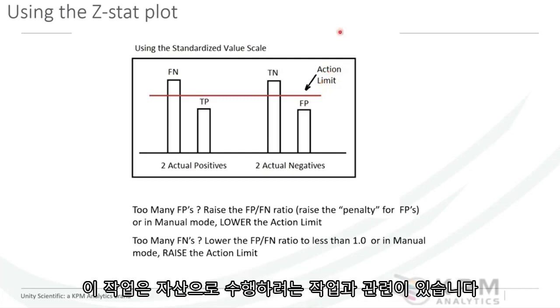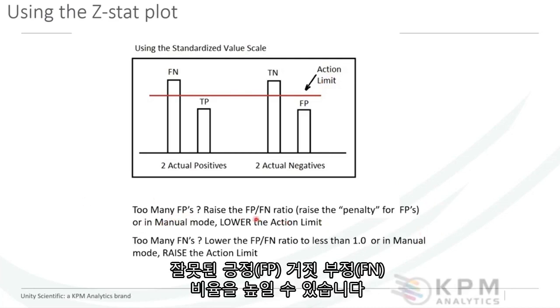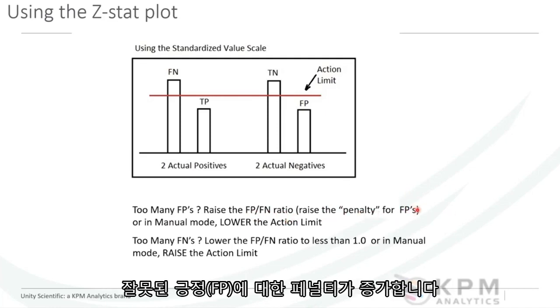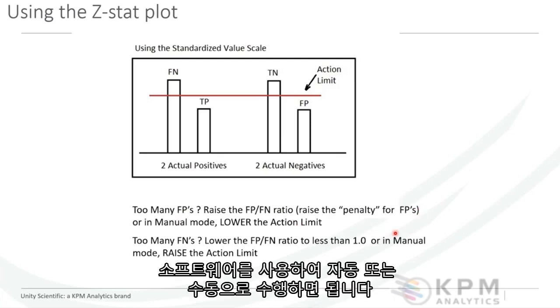This is specific to what you are trying to do with the assay. But if you have too many false positives, you can raise the false positive, false negative ratio. If you remember, that was in the options when you're doing this in automatic mode. And you're raising the penalty for the false positives. If you're working in manual mode, you can lower the action limits. Okay? They both have the same effect. You're just doing it automatically with the software or manually.